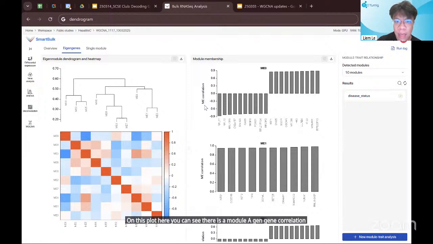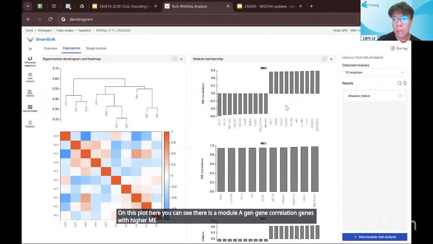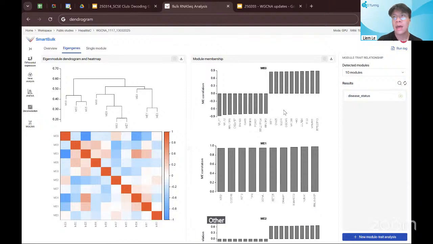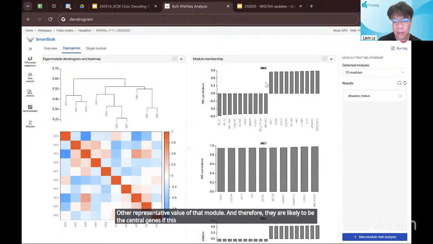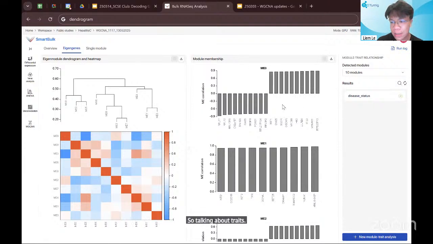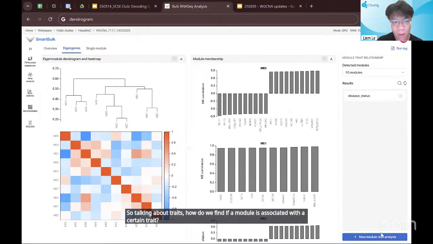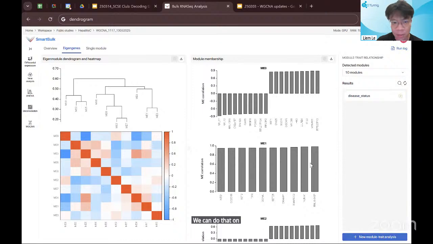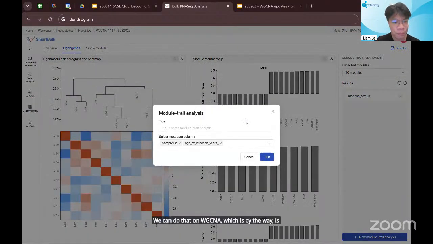Genes with higher ME correlation are more similar to the eigengene of that module, or the representative value of that module. And therefore, they are likely to be the central genes if this module is in fact associated with a certain trait. So talking about traits, how do we find if a module is associated with a certain trait? We can do that on WGCNA, which I believe is a very promising feature.